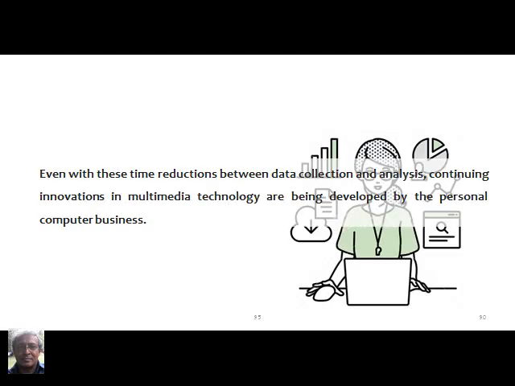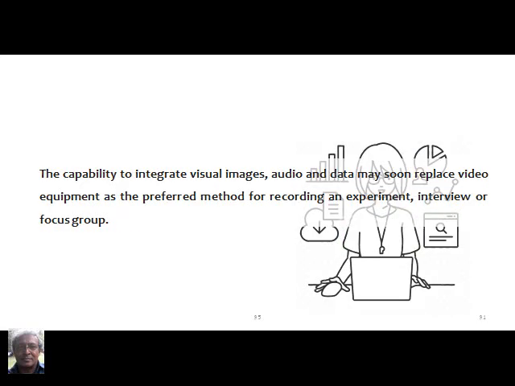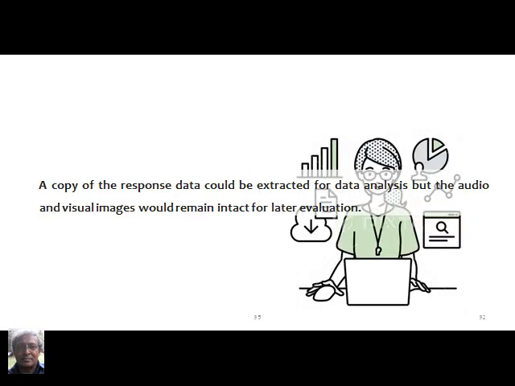Even with these time reductions between data collection and analysis, continuing innovations in multimedia technology are being developed by the personal computer business. The capability to integrate visual images, audio and data may soon replace video equipment as the preferred method for recording an experiment, interview or focus group. A copy of the response data could be extracted for data analysis, but the audio and visual images would remain intact for later evaluation.